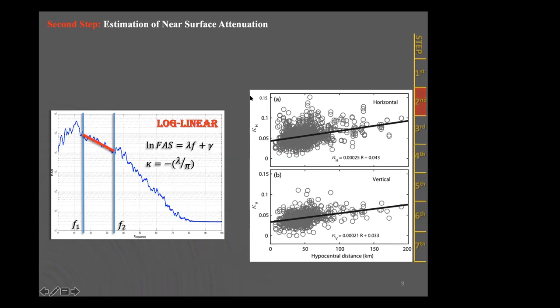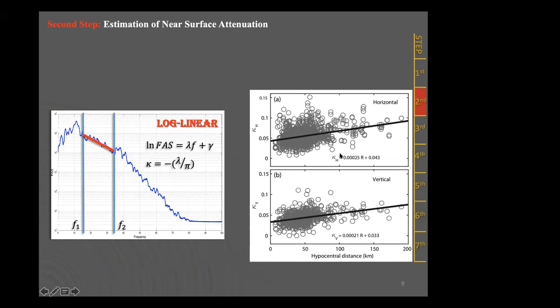Can you hear me? Yes, I can hear. Then when you fit a straight line, this is the slope of the line, right? Yes. And based on the equation, you have to multiply it by minus one and divide it by pi to get the kappa. This is the definition of kappa. Okay. Thank you. You're welcome.